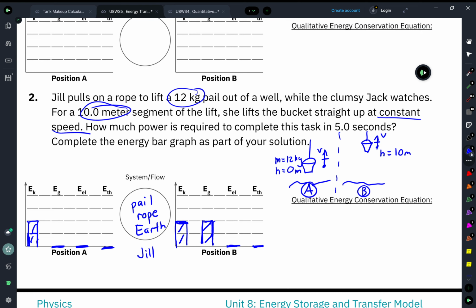After I've set up both of those bar charts, the left one and the right one, I'm going to see if they're balanced. Well, they're not. I have 2 bars of kinetic at position A, and that's it. I have 2 bars of kinetic and 2 bars of gravitational at B.